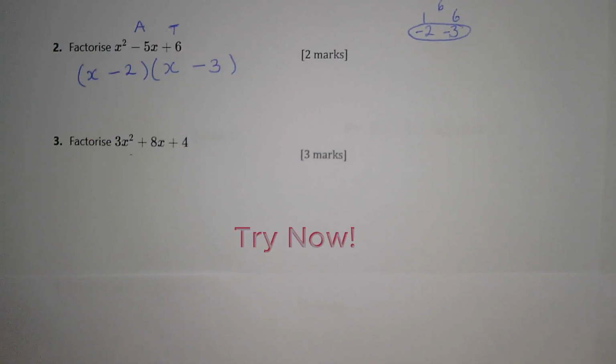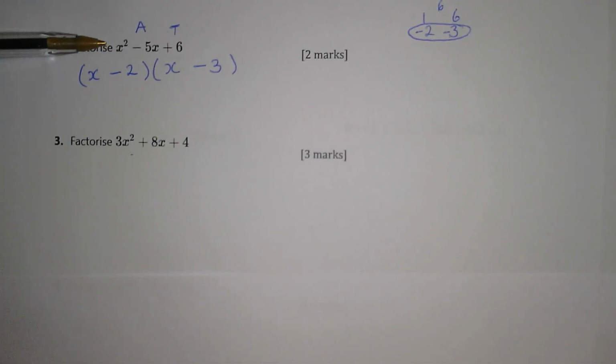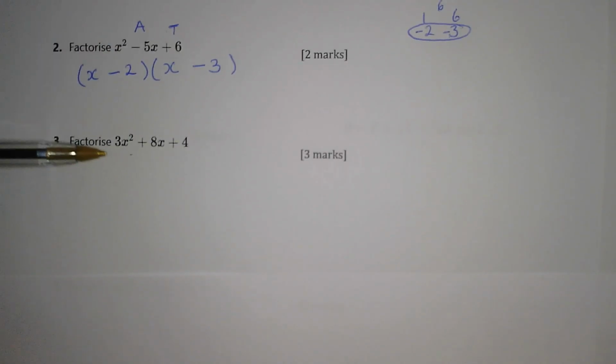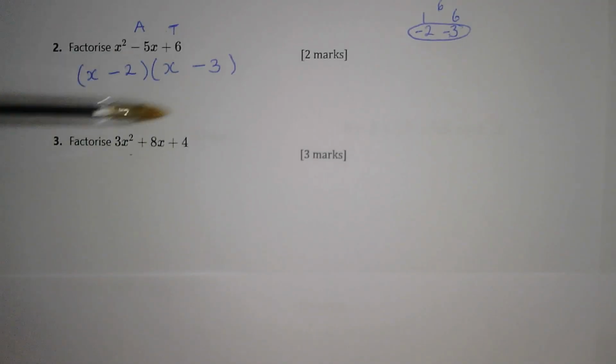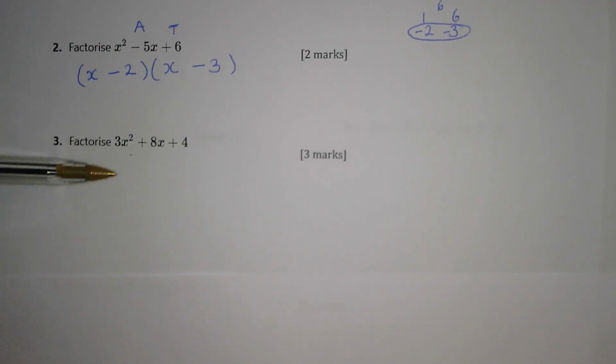Question 3. Factorize 3x squared plus 8x plus 4. In this case, unlike the previous two questions, before the x squared there is a 1, even though we don't write it. In this case, there is a 3 here. When there is a 1 before the x squared, the factorization is straightforward. But if you have a different number other than 1, then you need to introduce an extra step.